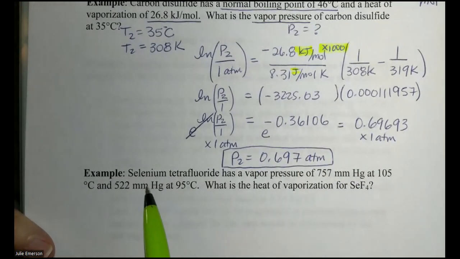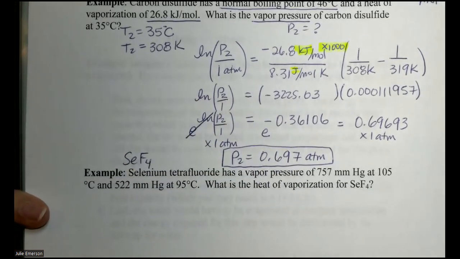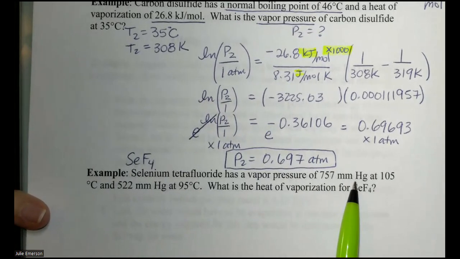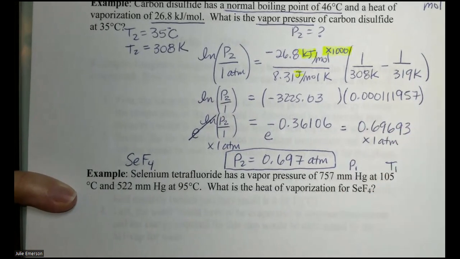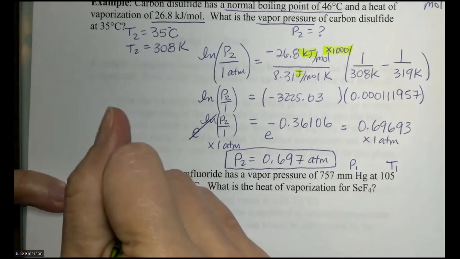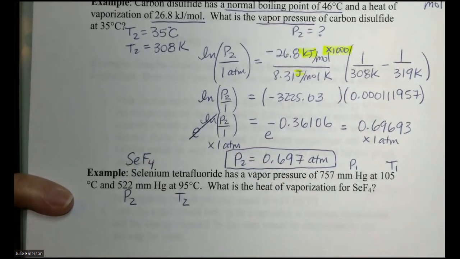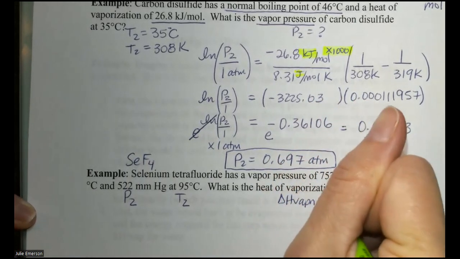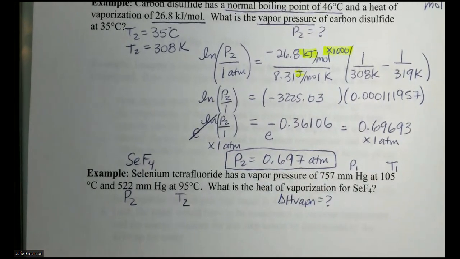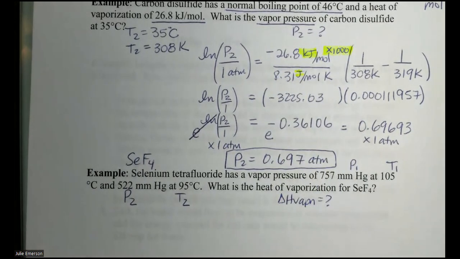All right, now next one, we've got selenium tetrafluoride. So SeF4 has a vapor pressure of 757 millimeters of mercury. That would be my P1 at a temperature of 105 degrees Celsius. And it has a vapor pressure of 522 at a temperature of 95. And we want to know in this case, what is our heat of vaporization? So we're still going to use Clausius-Clapeyron, but in this case, we're going to solve for the heat of vaporization. That's what we want to find out.